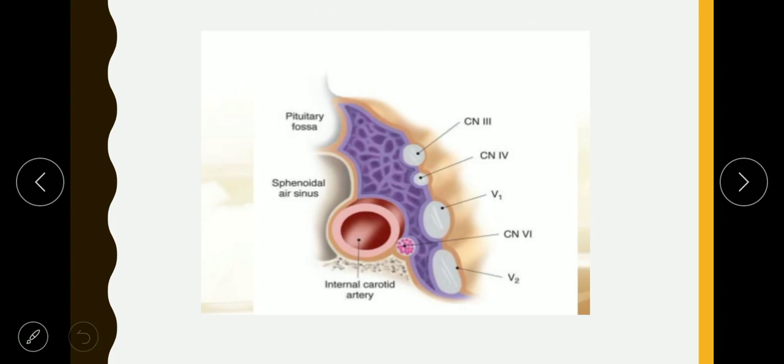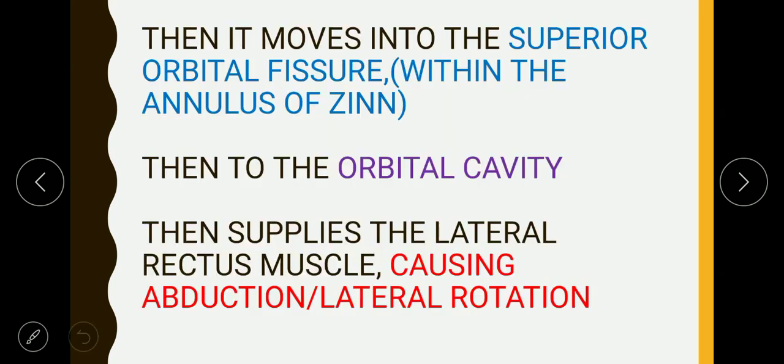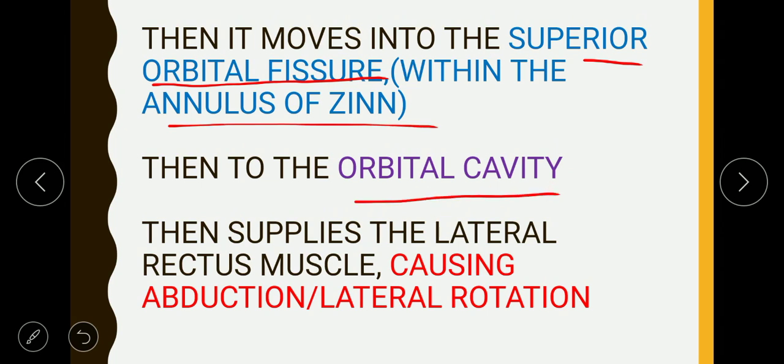This is again a picture showing that the abducens nerve is a content of the cavernous sinus along with the internal carotid artery. After exiting the cavernous sinus, it moves into the superior orbital fissure within the annulus of Zinn and then into the orbital cavity, and it ends by supplying the lateral rectus muscle, causing it to abduct or laterally rotate.